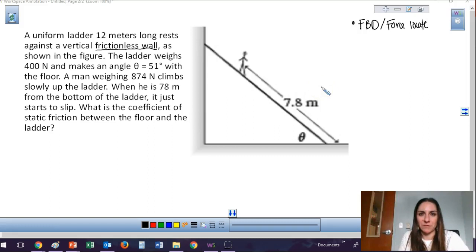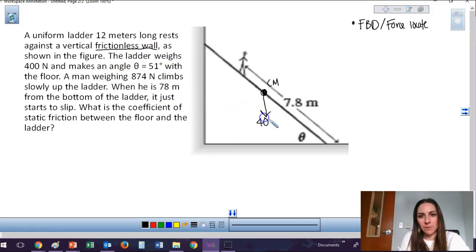I start off with the center of mass, the weight of the object. Now since this is a uniform object, it will happen right at the center here, so there we go. So this is the center of mass, where we concentrate all of the weight. So I'm looking for the weight. So the ladder weighs 400 newtons.